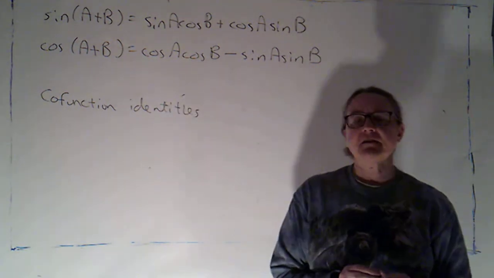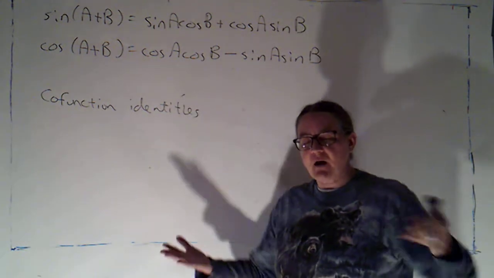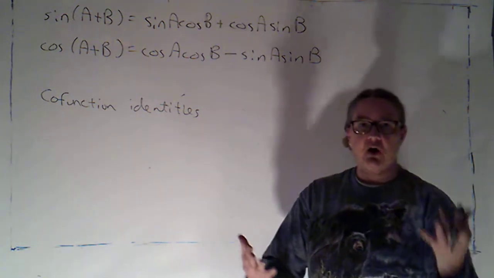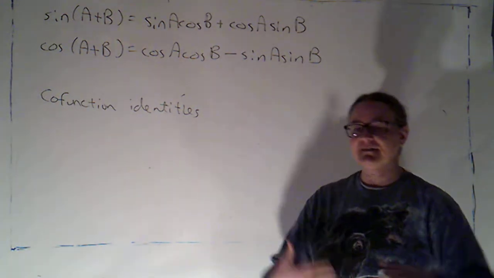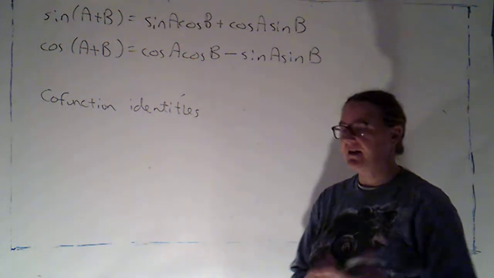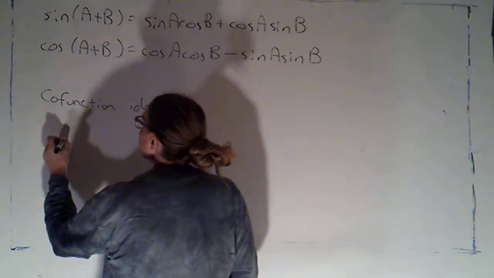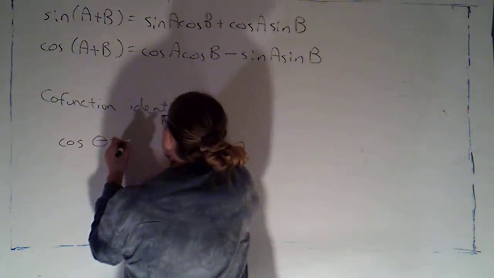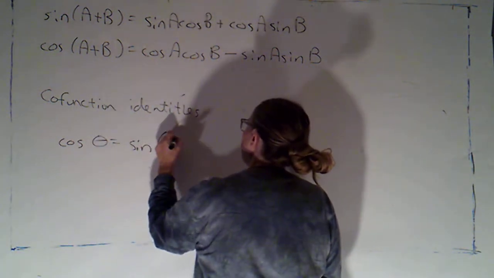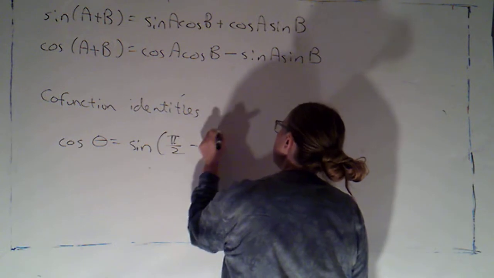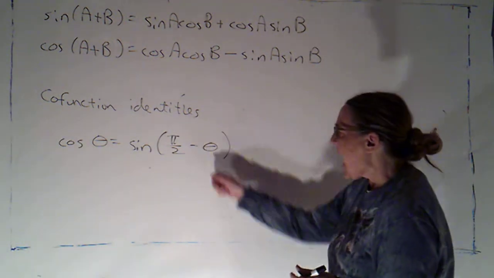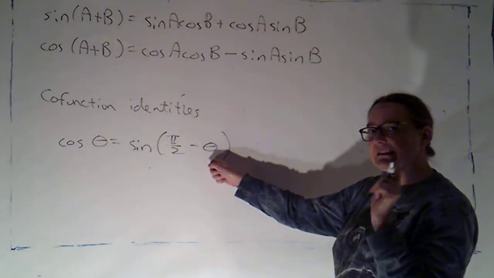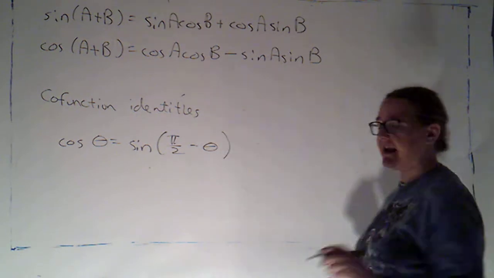So cofunctions, all the trig functions come with a partner. So sine comes with cosine, tangent comes with cotangent, secant comes with cosecant. Okay. And I know that cosine of theta is the same thing as sine of pi over 2 minus theta. I know that that's true at least if theta is an acute angle.